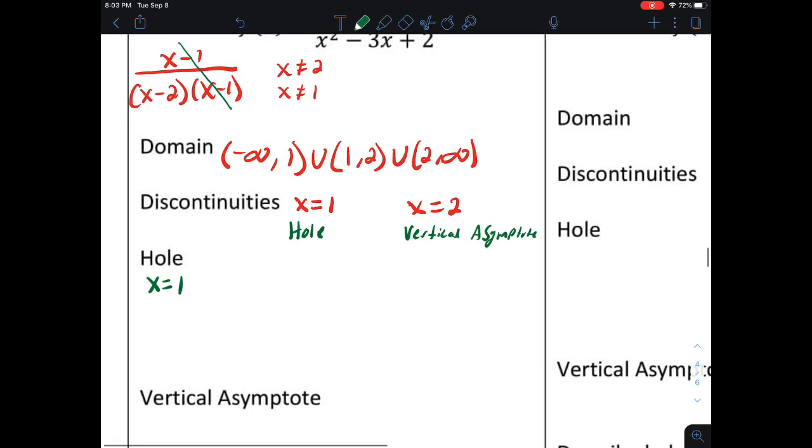So to get the y value of the hole, we're going to take our simplified problem. Notice how I already canceled out the x minus 1s here. And we're going to rewrite our simplified form. So we have y equals 1 over x minus 2. And then we're going to put in the x value of our hole into our simplified problem, and we're going to solve for y. So y would equal 1 over 1 minus 2, which gives us negative 1. So the y value of the hole is at negative 1.